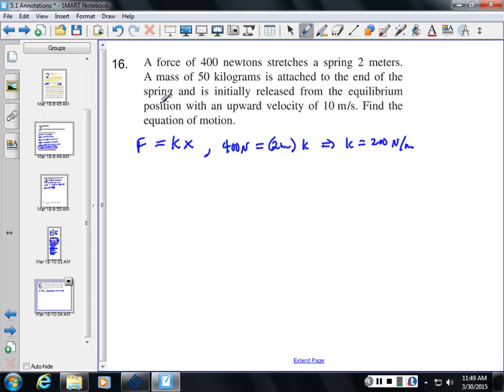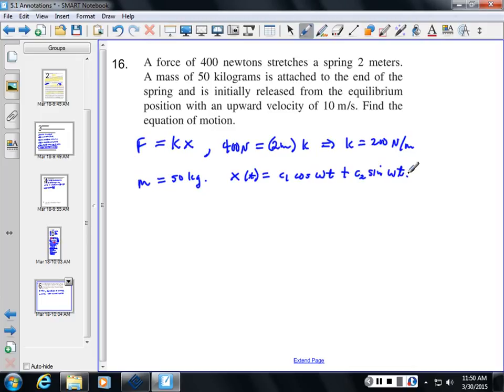And then the second sentence: a mass of 50 kilograms is attached to the end of the spring and is initially released from, well, let's just stop there. Let's just extract that they give us this mass, and that's 50 kilograms. Right? Ultimately, they want you to find the equation of motion. So you understand that you're looking for this. That's what I'm looking for.